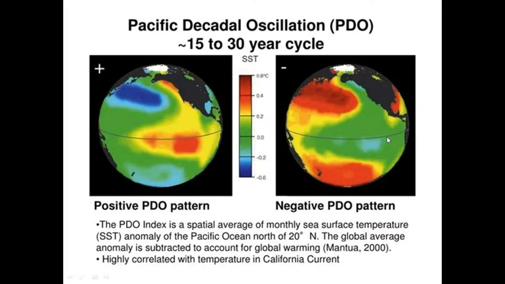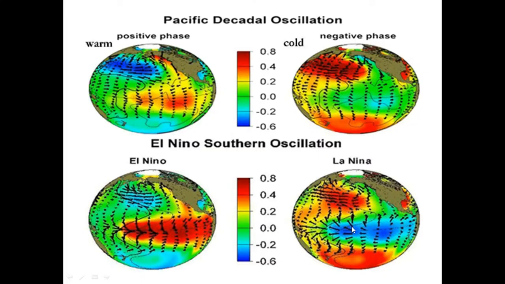cooler water here. The PDO index is a spatial average of monthly sea surface temperature north of 20 degrees from here on up. The global average anomaly is subtracted to account for global warming. So this is accounting for global warming, and is highly correlated with the temperature in the California current, which is down this way. Now, here is what I wanted to show you.